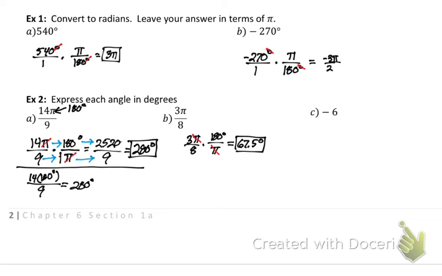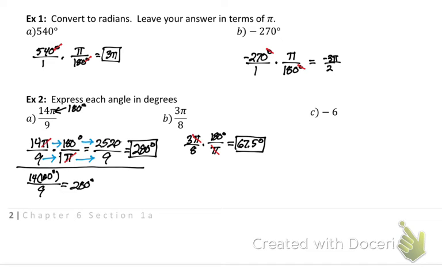The last one is a gotcha question. Throw it out there right now. Anytime you have something wrong on your notes, and it's with degrees or radians, it's probably what happens next. When you see -6, do you see a pi attached to it? No. Radians don't have to have a pi attached to them. There's no rule that says you have to have pi attached to it.